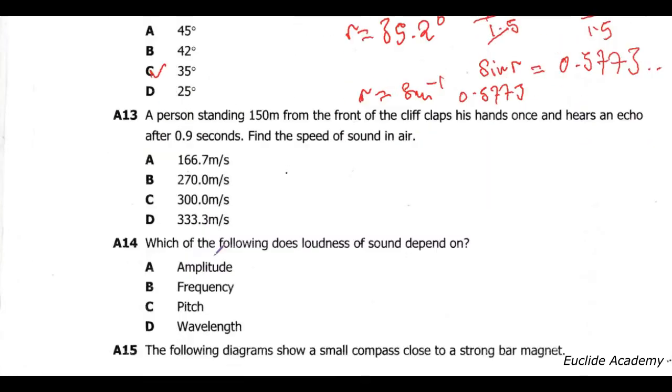And then we go to 13. A person standing 150 meters from the front of the cliff claps his hands once and hears an echo after 0.9 seconds. Find the speed of the sound. So if this is our person right here, it's really important to draw some figures just to help you understand. You're allowed to do this, so always do it. And that is 150 meters. And then he claps. Find the speed of sound in air.